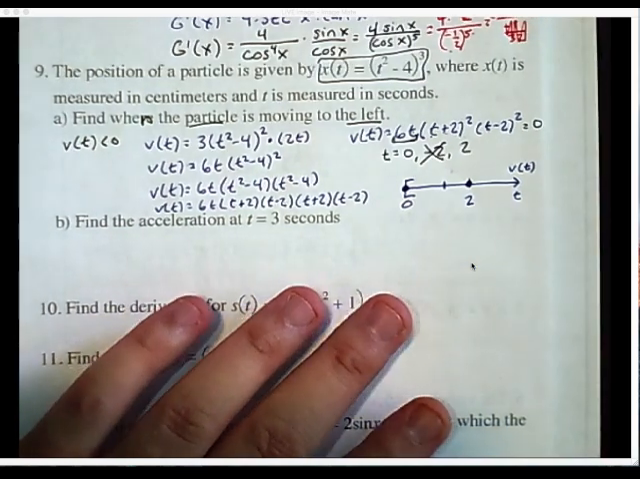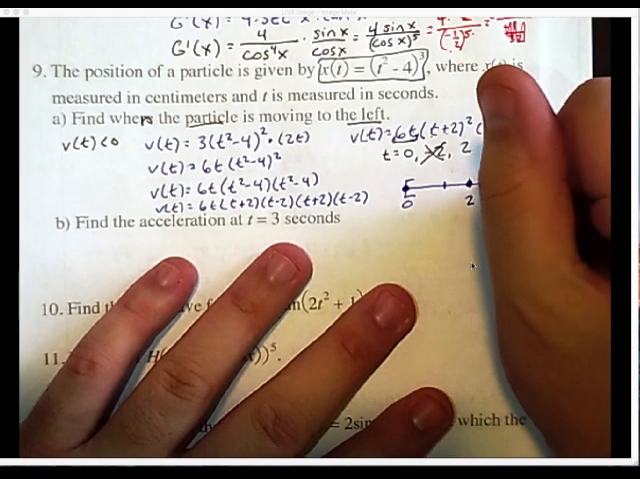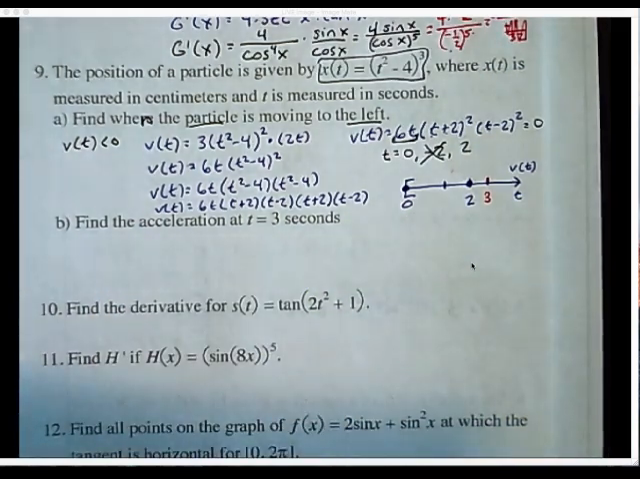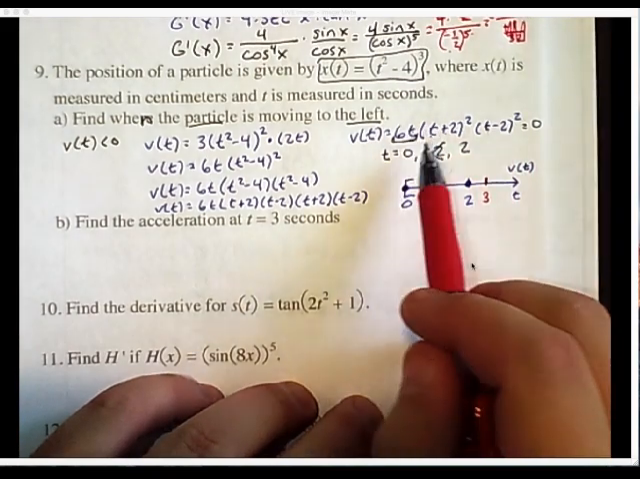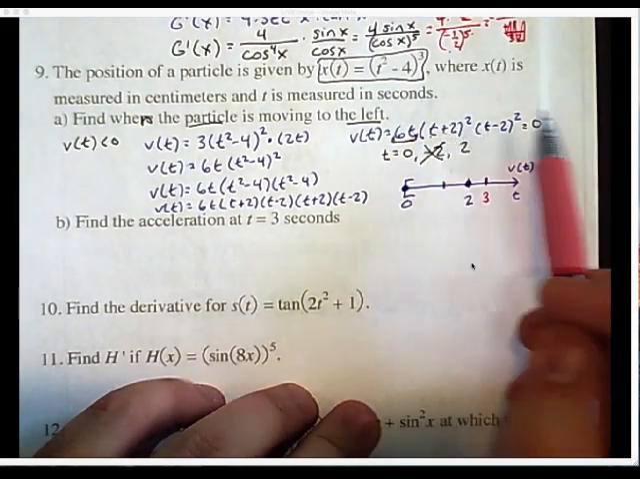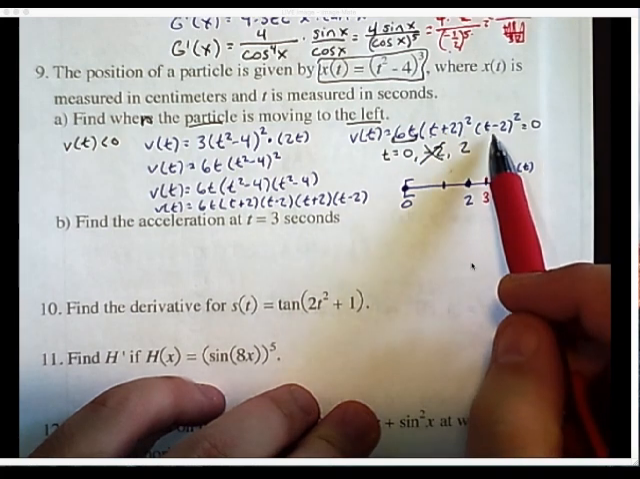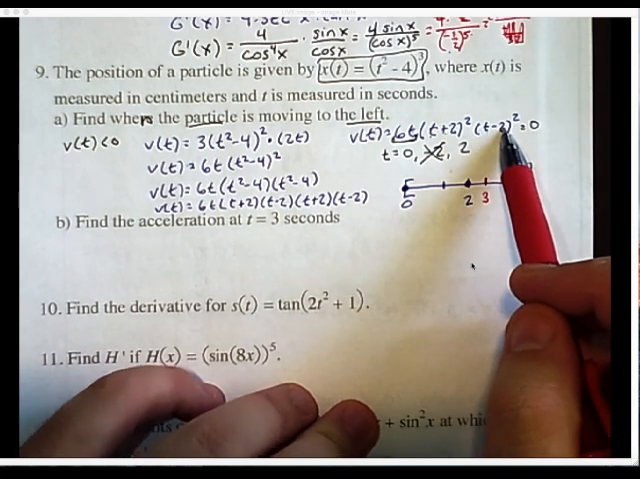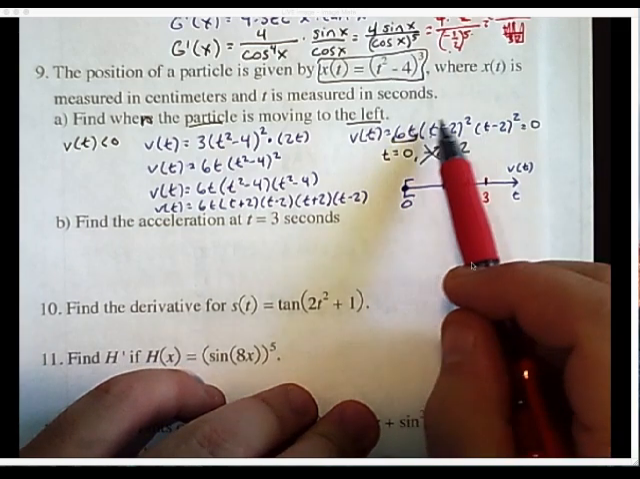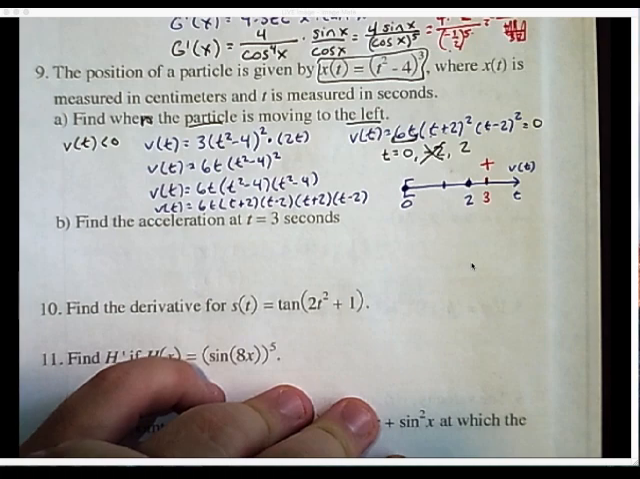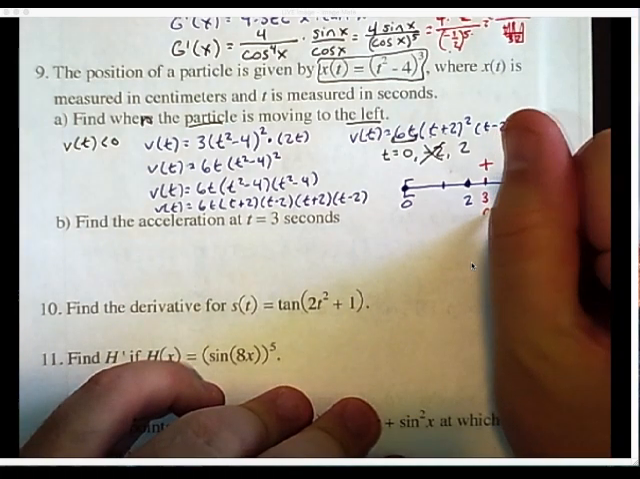Are they positive or are they negative? So let's test 3 in here. What happens if I put 3 into this function? 6 times 3, that's positive. 3 plus 2, that's positive. Square it, still positive. 3 minus 2, positive, square it, still positive. So positives, positives, positives. Velocity is positive there. Okay, which means the particle is moving to the right.